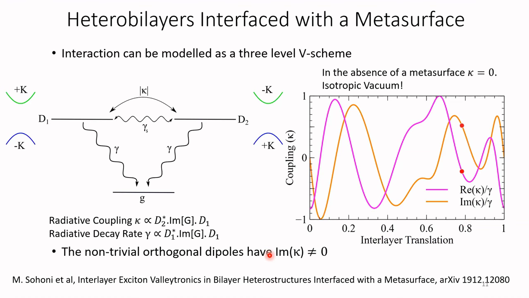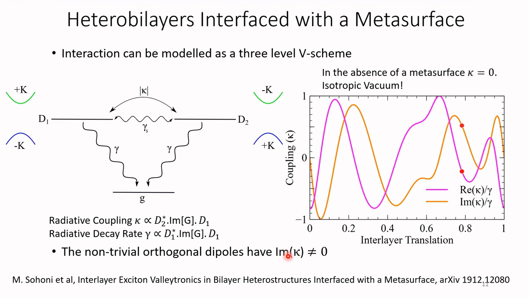So coming back to the main problem that we had with monolayer excitons: kappa was completely real, because they were in-plane circularly polarized, and as a result they were stuck in the S1, S3 plane. And as you can see here, kappa has an imaginary component too.